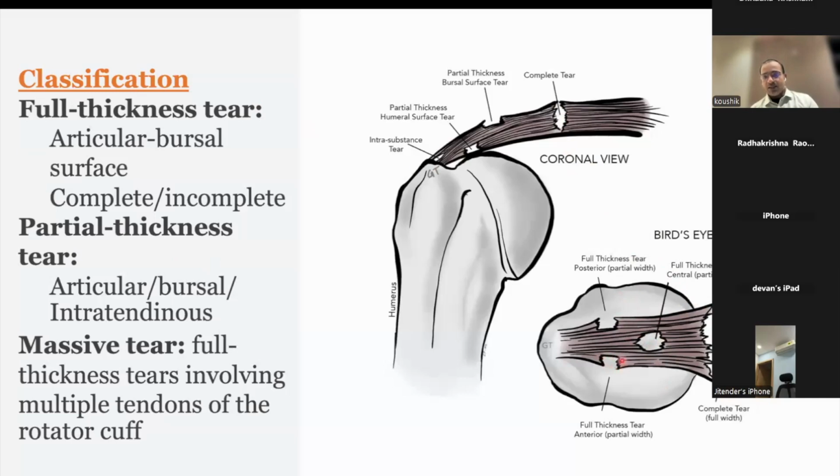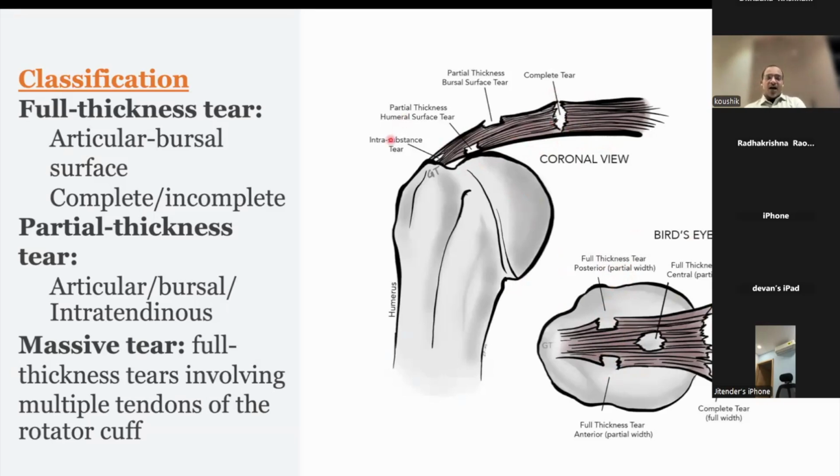Here is another example where we can see an incomplete full thickness tear. Here we see the partial width tear of the anterior fibers, where the tear is involving the entire thickness. Here comes the posterior full thickness tear with partial width. So not necessarily should a full thickness tear be a complete tear. Here we can see a complete tear, where the complete width and complete thickness of the tendon is torn. So in a coronal image, we see this is a complete tear.